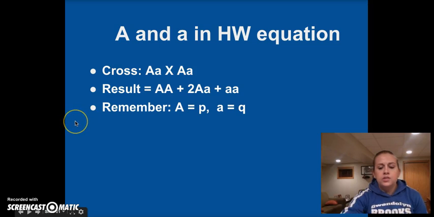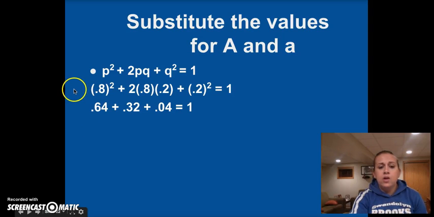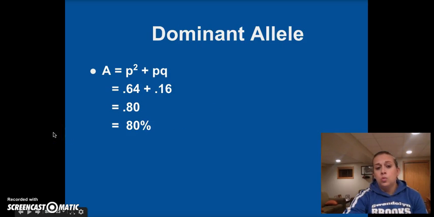All right, and so now when we expand this equation out and we sub in for p and q, we found out that p is 0.8, we found out that q is 0.2, so we've got p squared plus 2pq plus q squared. So p squared would be 0.64, 2pq would be 0.32, and then q squared is 0.04, and that equals out to 1.